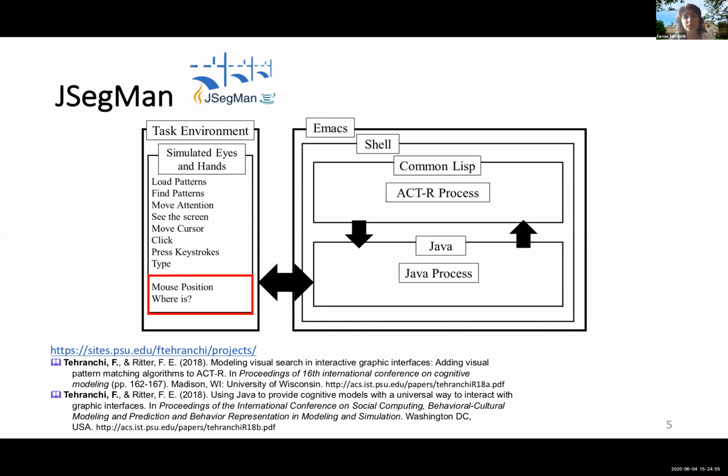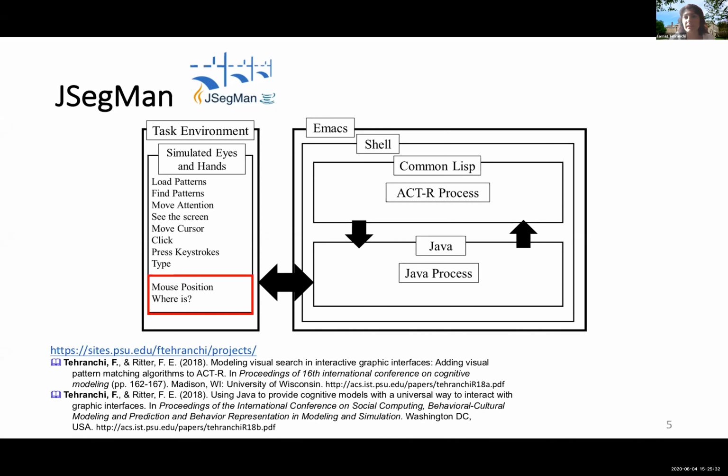JSegMan uses computer vision methods to parse the screen and find the visual patterns on the screen. The last 2 functions are new functions that we added to JSegMan for the new task of Desert Bus that David will explain in detail in future slides. If you are interested in more information about JSegMan, please check the project website. Also, for more information about the task and task environments that we have used for JSegMan, you can check these references.